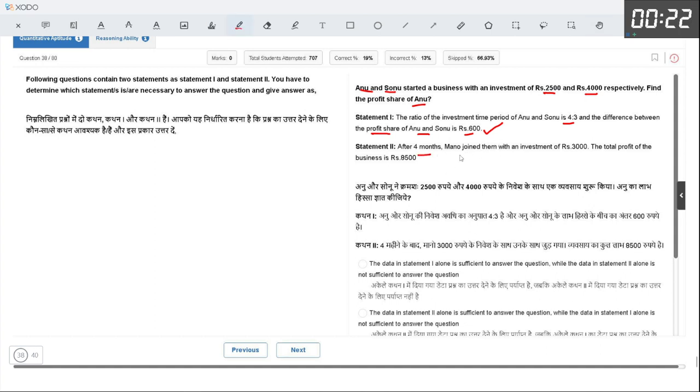After 4 months, Manu joined with the investment. Total profit is given, but the time period they invested is not given. So with the help of this statement, we cannot solve. So only statement 1 alone is sufficient. So we have to put that answer. No need to find the answer. Just we have to know whether statement 1 alone is sufficient or not. That's the job we have to do here.